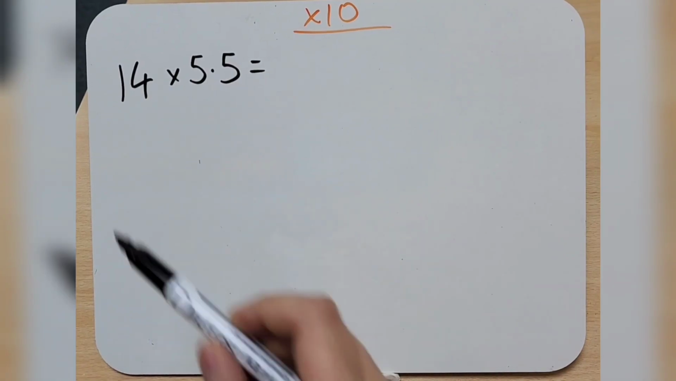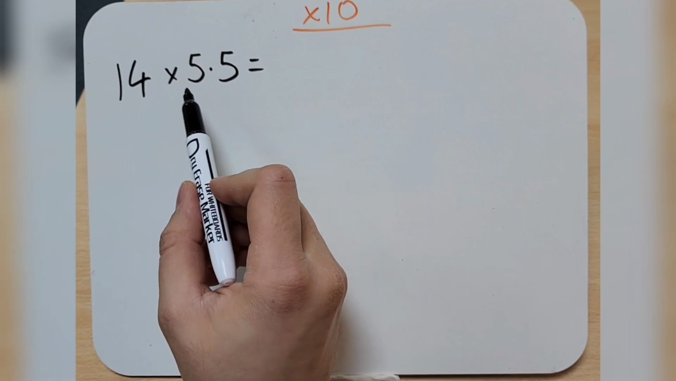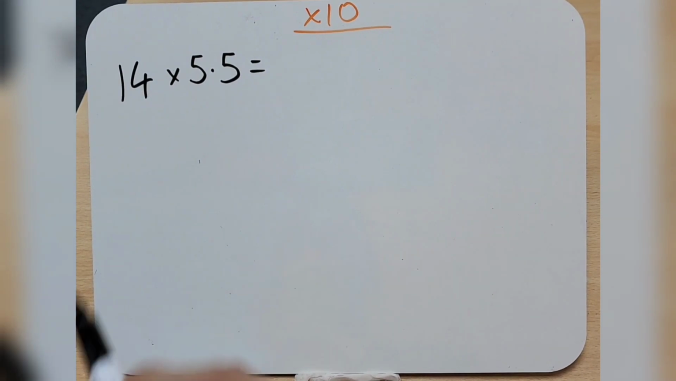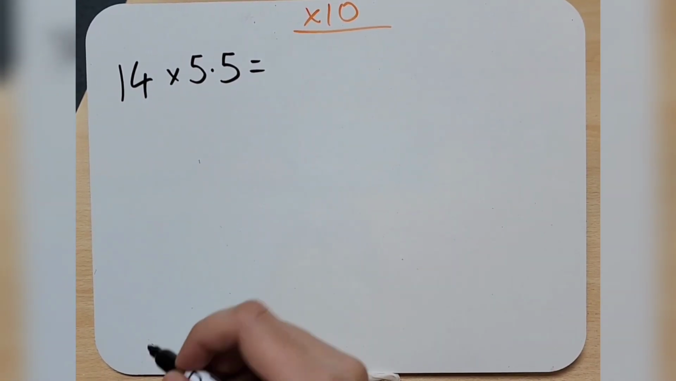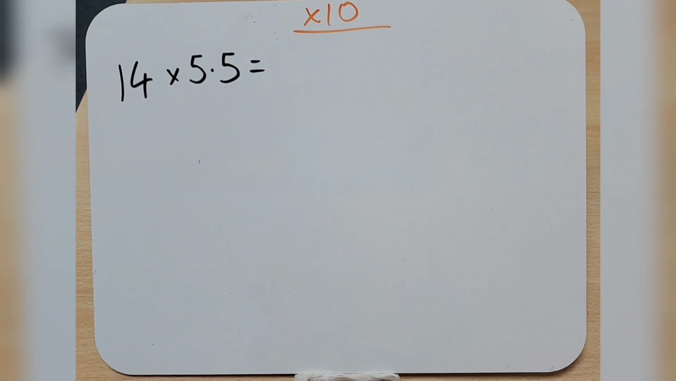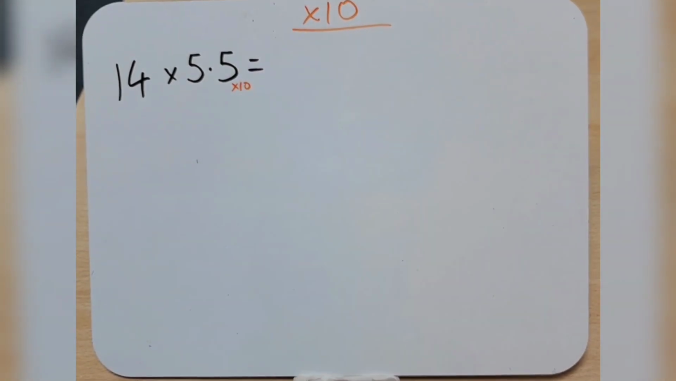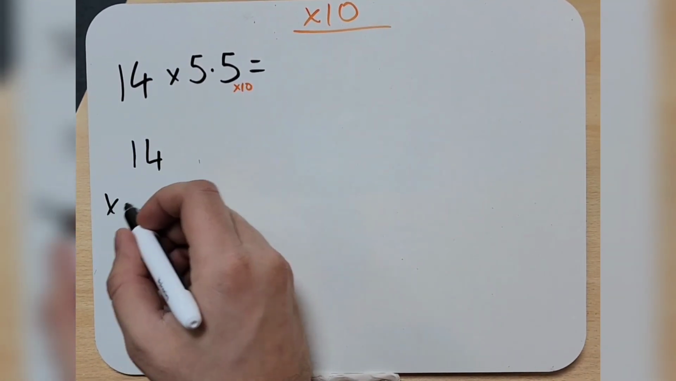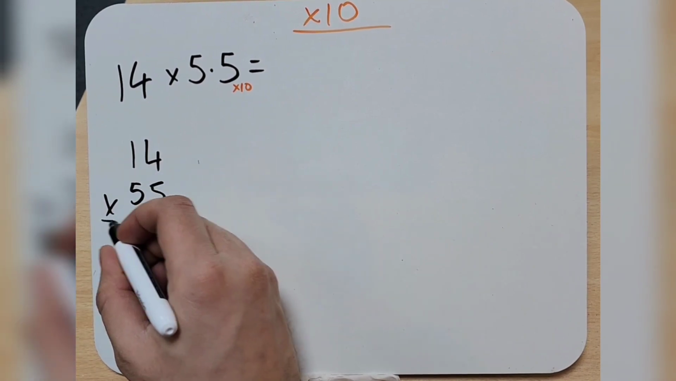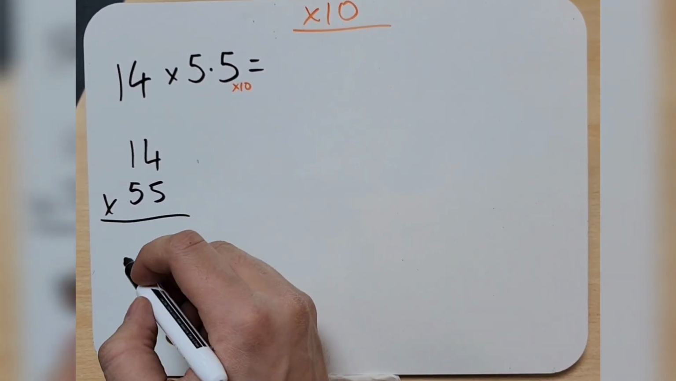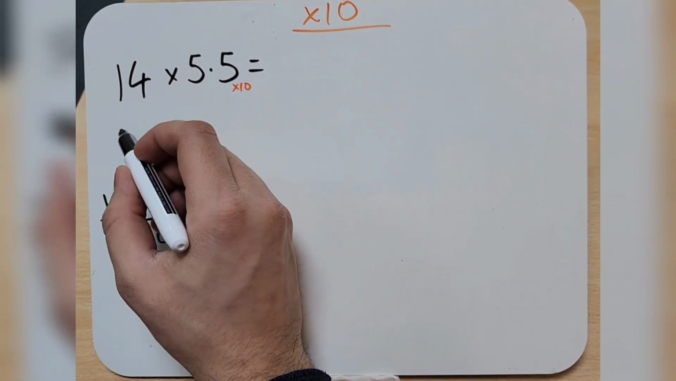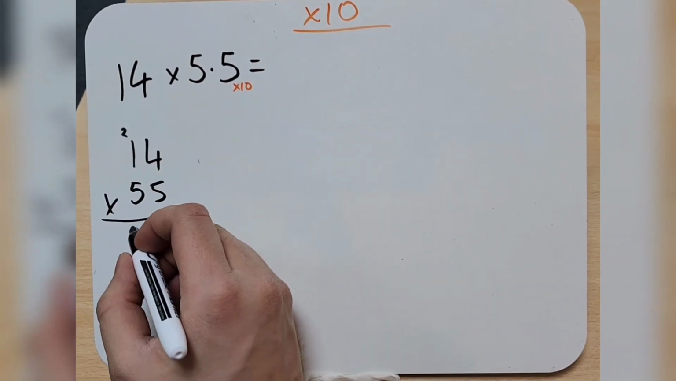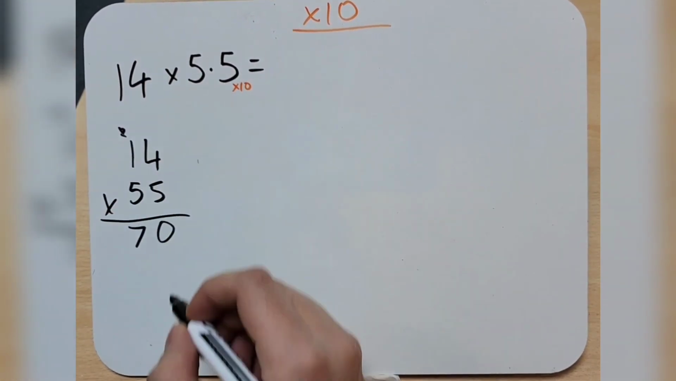Now let's have a look at a two-digit number like 14 times a single-digit number with a decimal that ends in 5. So 14 times 5.5. What we're going to need to do is times this by 10. This will give us 14 times 55. We can say 5 times 4 is 20. Carry the 2. And 5 times 1 is 5. 5 and 2 is going to leave me with 70 here.